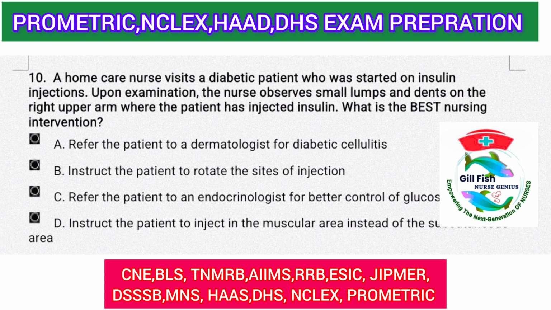So what is the correct answer for this question? Actually, the patient has a lump on the right upper arm. So what do you have to tell the patient? What is the best nursing intervention? Instruct the patient to rotate the site of injection. So option B will be the correct answer.